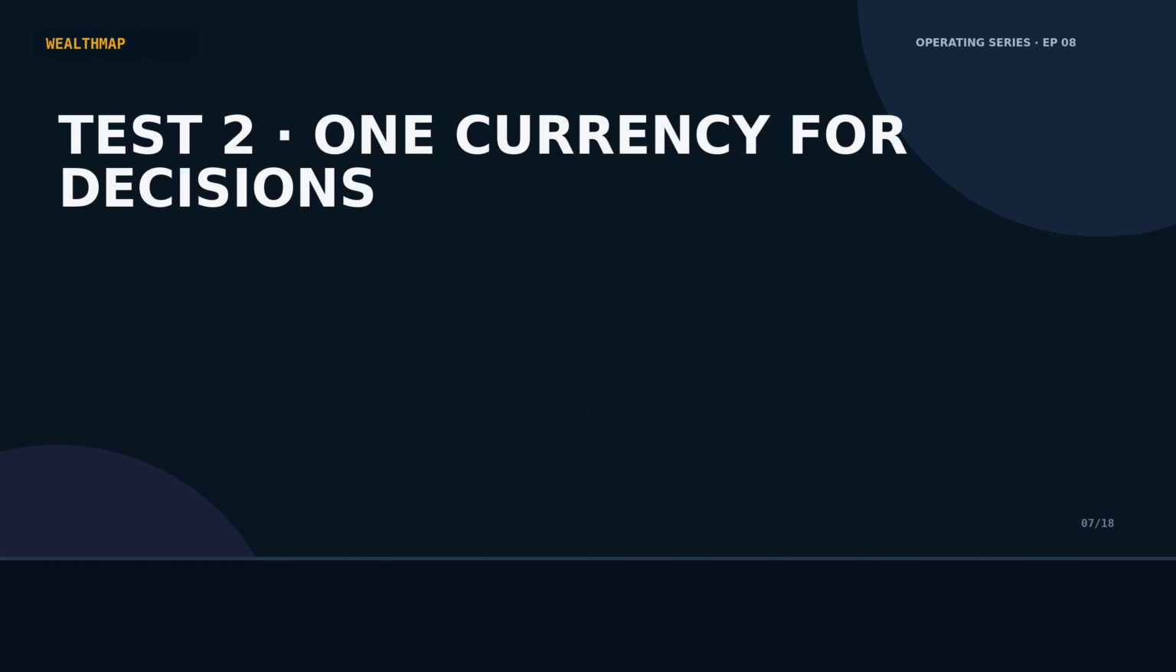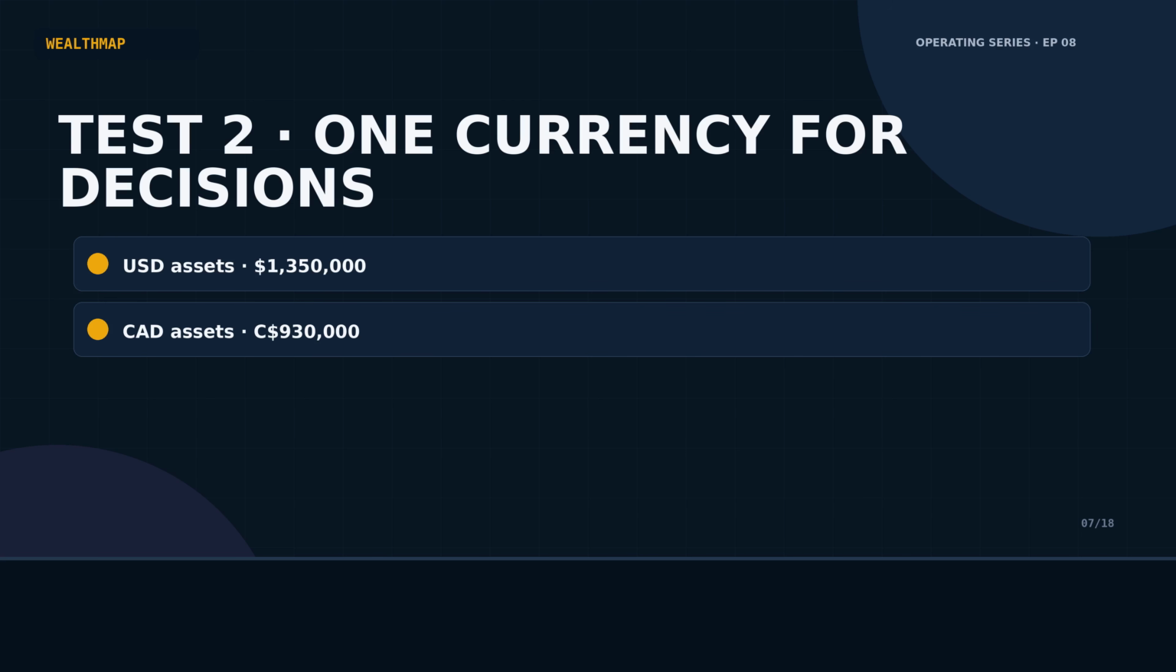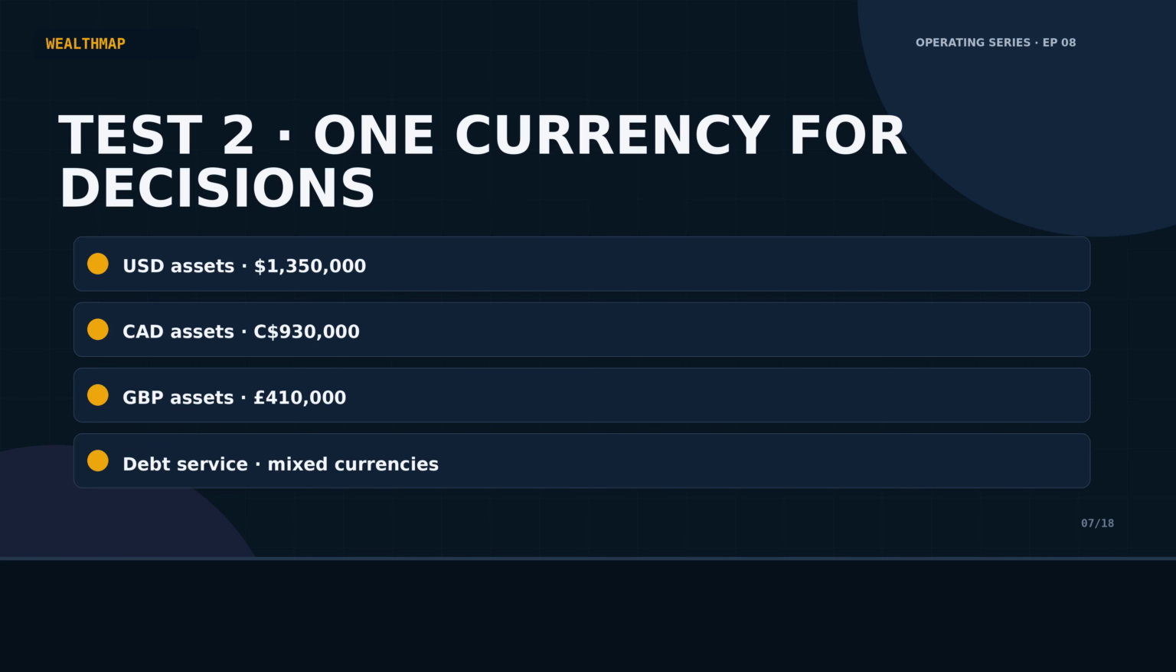Currency is the second test. You can keep the original units for accuracy, but decisions need one settlement currency. Otherwise, a rising exchange rate can make the headline grow while the cash needed for a mortgage, tuition, or relocation moves the other way.